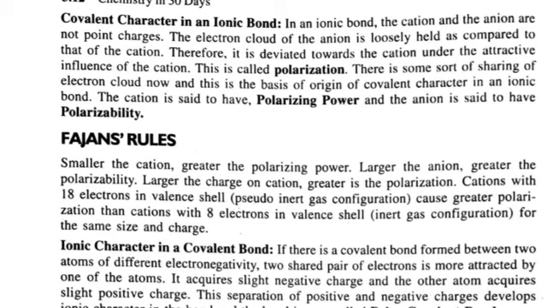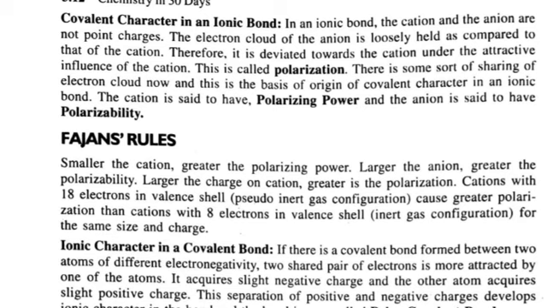Now this is the basis of the origin of covalent character in an ionic bond. The cation is said to have polarizing power and the anion is said to have polarizability. You know very well, if a highly electronegative element comes near the lowly electronegative elements, it has a tendency to polarize, means it pulls the electron clouds towards itself. So that is called polarization. The cation is said to have polarizing power and the anion is said to have polarizability.